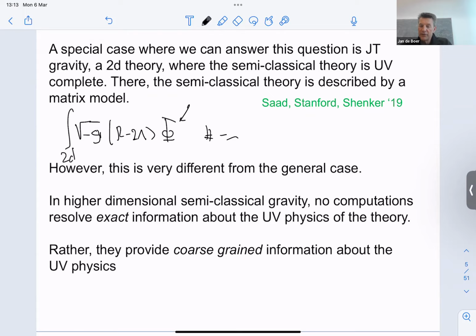And this was all nicely worked out in a beautiful paper by Saad, Shenker, and Stanford. And in this case, one can show that this particular very simple sort of cartoon of AdS/CFT is in fact dual to an averaged theory. Because to be more precise, this theory is dual to a matrix model.